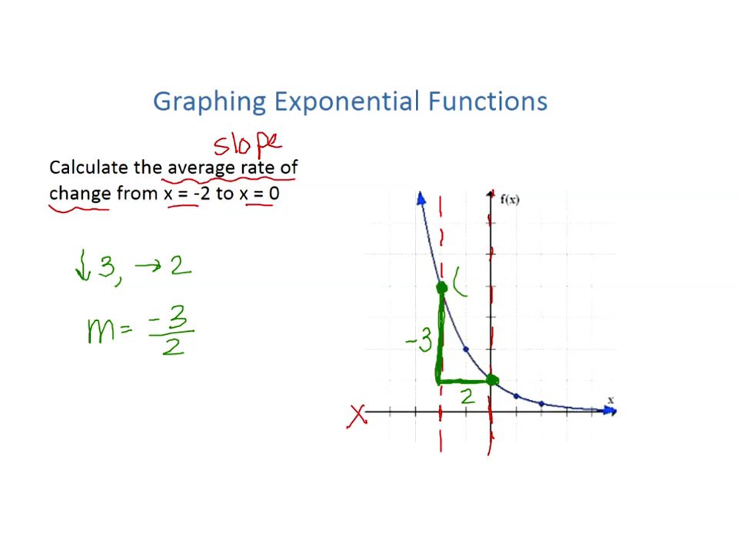The other option you have is to write this point. This point would be at -2, 4, and this point would be at 0, 1. And you can do the slope formula. But you're going to get the same answer whether you just look at the graph or do the slope formula. When looking at the graph, always start with the leftmost point and always go up or down first.